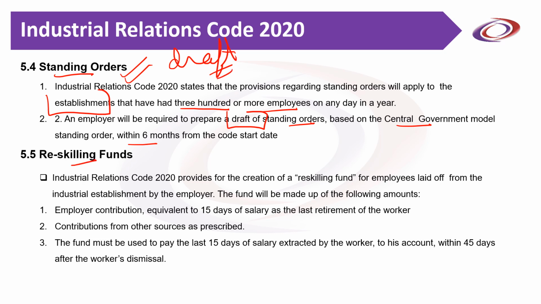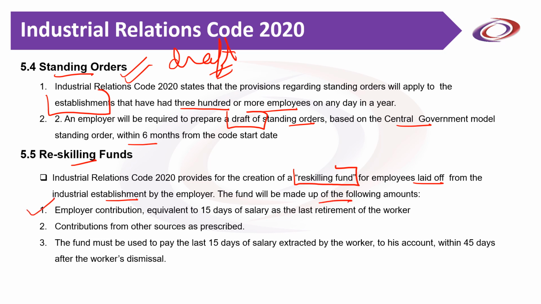For the reskilling fund, provision for the creation of a reskilling fund has been given for the employees that are laid off from the industrial establishment by the employer. So if an employee is being laid off, then skilling has to be provided. This provision is created. The fund which is to be created will be made up of the following amounts.